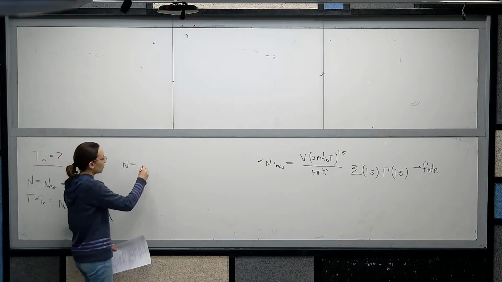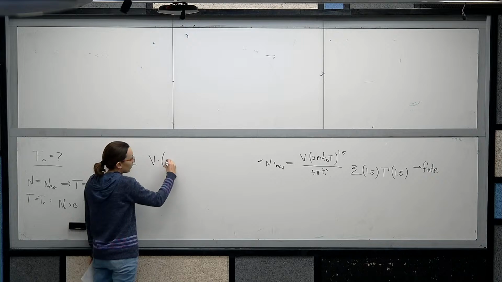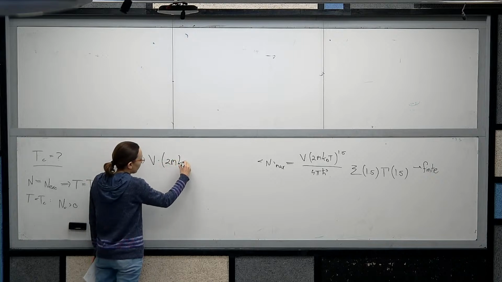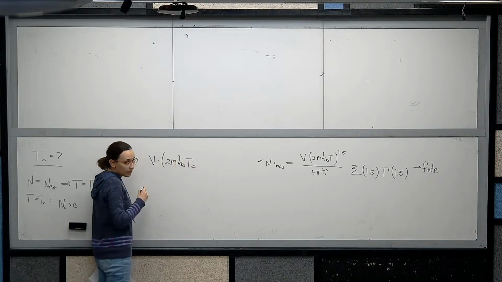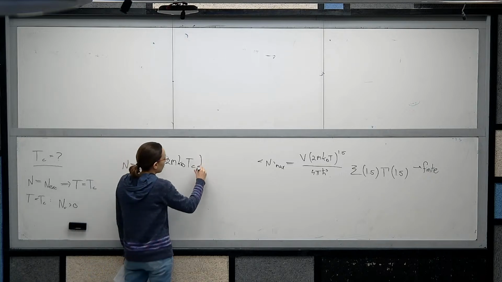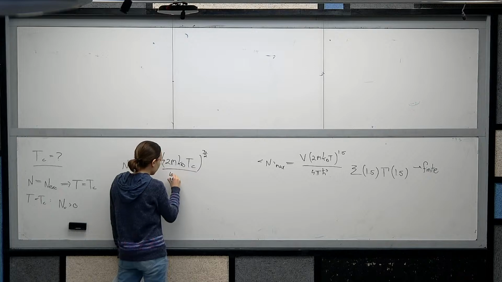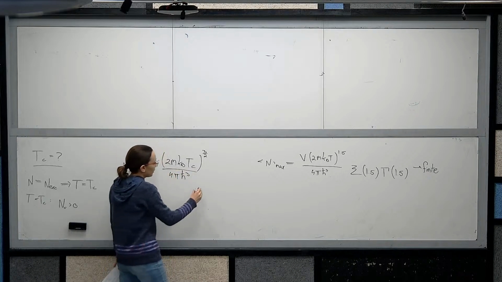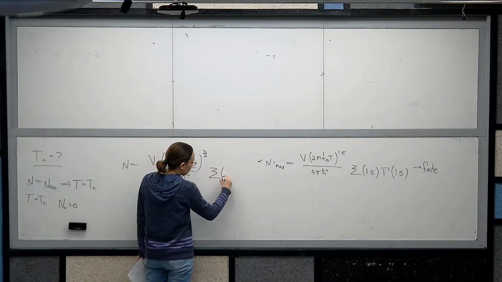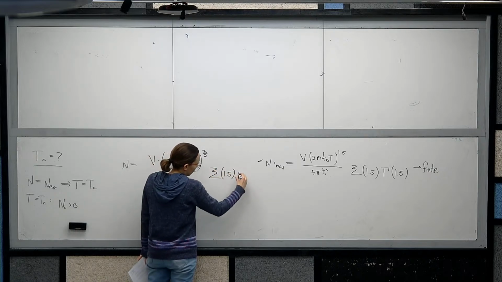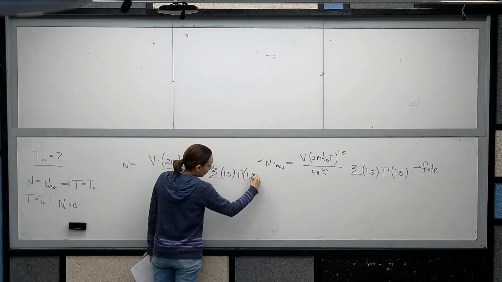So this will be equal to V times (2m KB T critical) to the power of 3/2 divided by 4 pi h bar to the third, and we have here the zeta function and the gamma function.